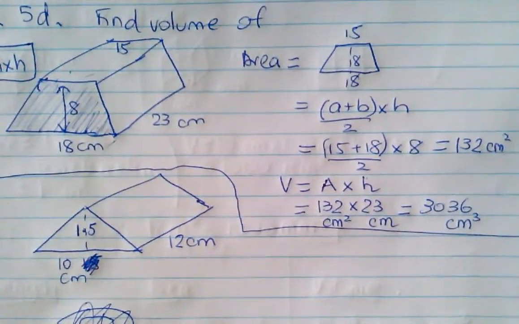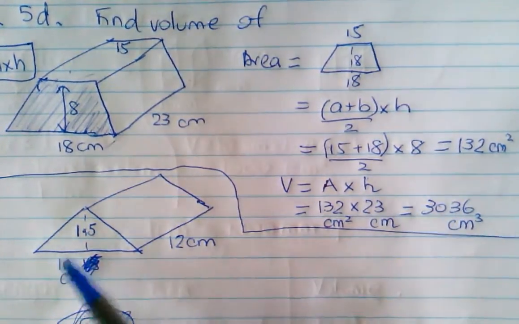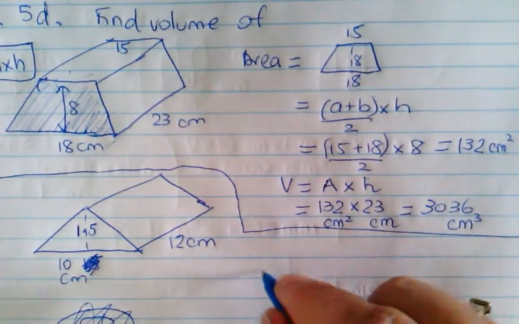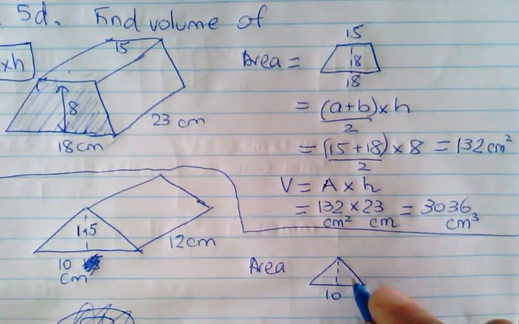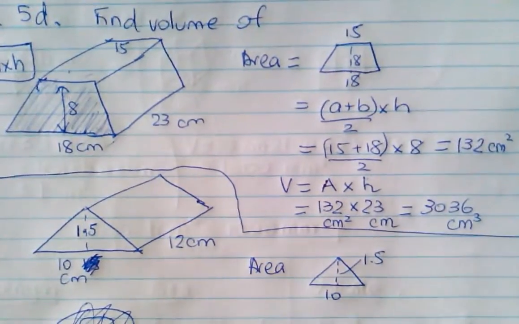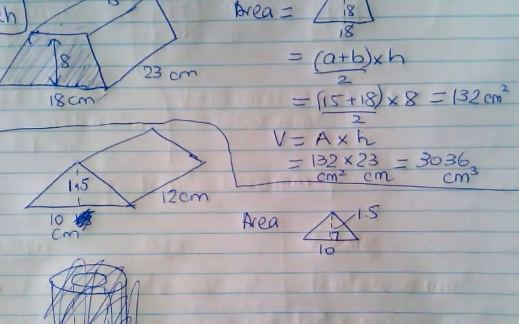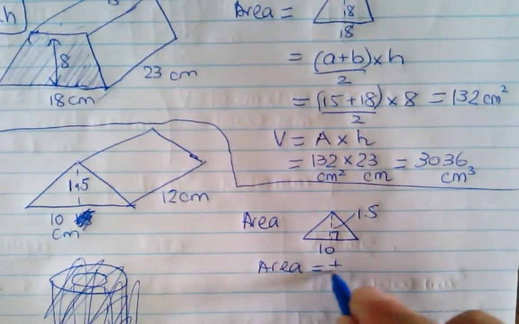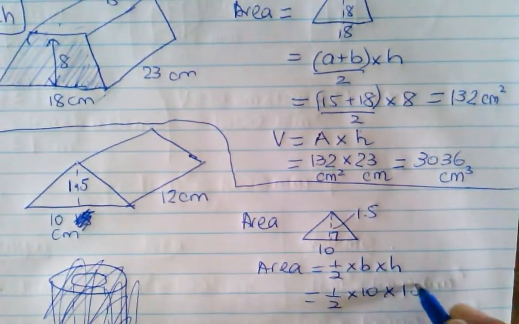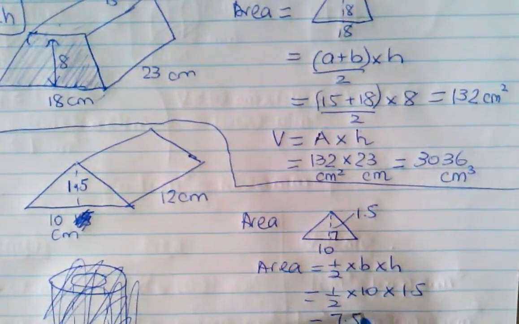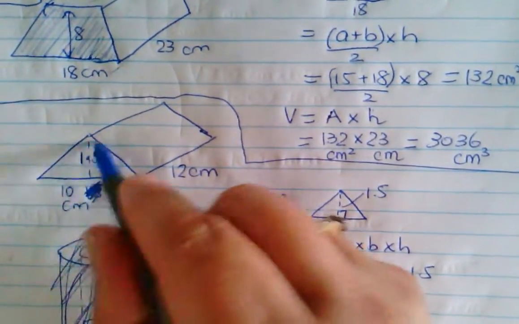Now, we're going to do the next shape. What type of shape do you think that is? A triangular prism. First thing you want to do is the area of the triangle. I've drawn the triangle there on its own. Good. So the area of a triangle is a half times the base times height, which is a half of 10 times 1.5, 7.5 centimetres squared. But that's the area of this shape.